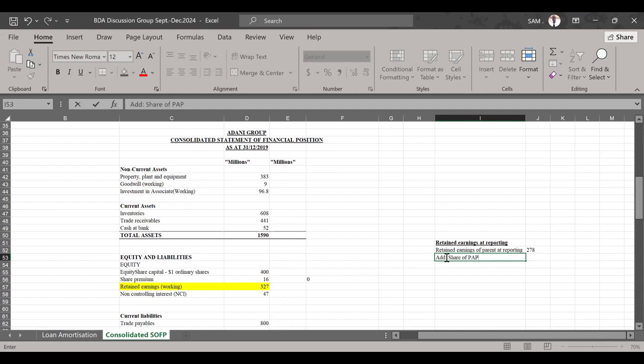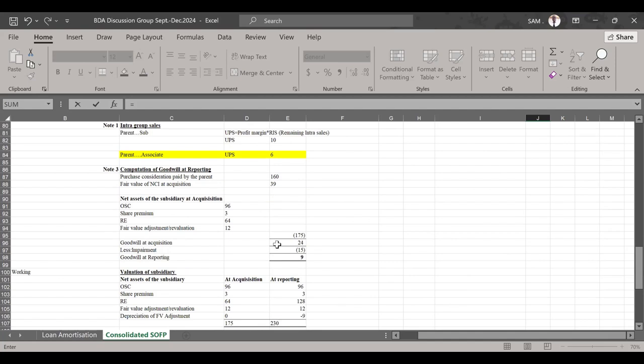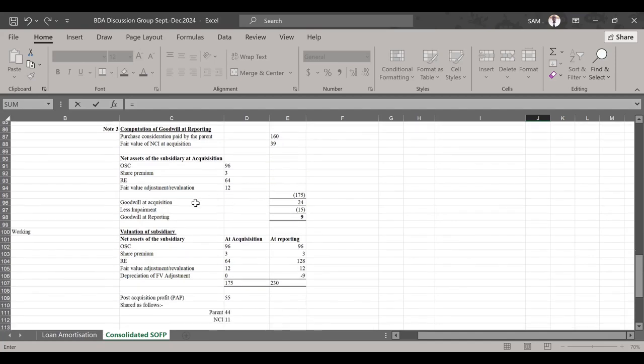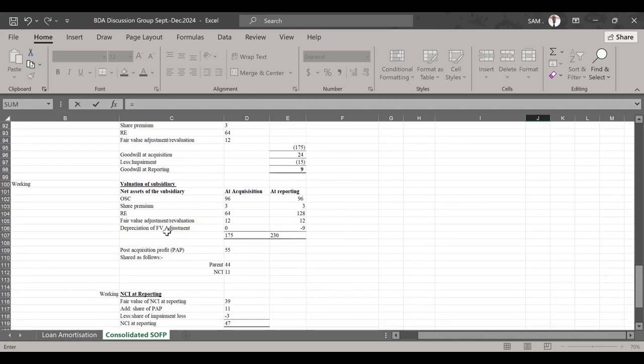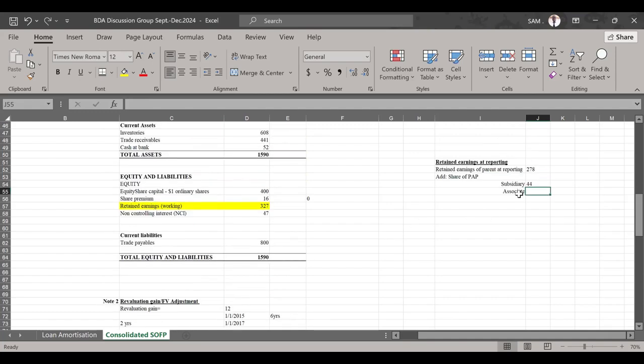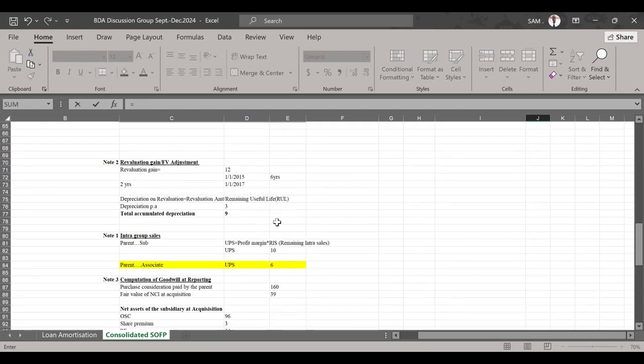Now we add share of PAP. PAP means share of post-acquisition profit, from the subsidiary and then the associate. Let's start from the subsidiary. We already did it. Where did we get the valuation of the subsidiary? The PAP. Look at the working which we did here, and you can see the parent got a share of 44. That's what we pick.